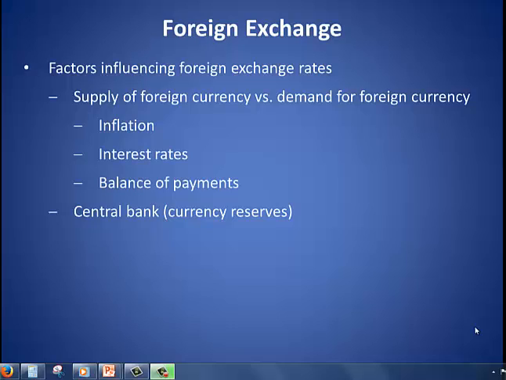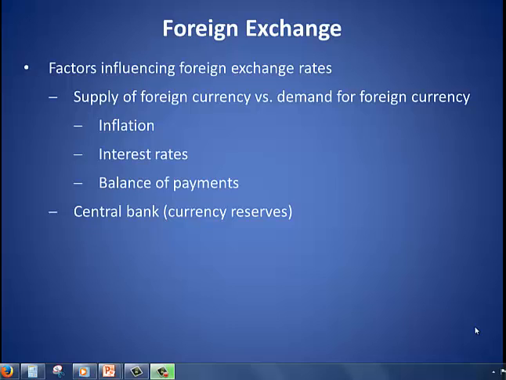Other things that impact a country's exchange rates are inflation. Each country will have a different rate of inflation, which will have an impact on the value of their currency. Interest rates, again, each country will have its own interest rates. And its balance of payments, in other words, its surplus for goods and services versus deficit for goods and services.